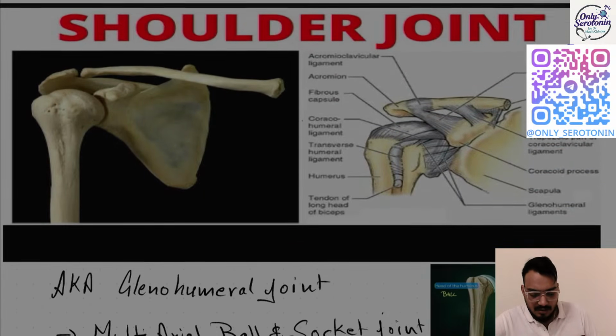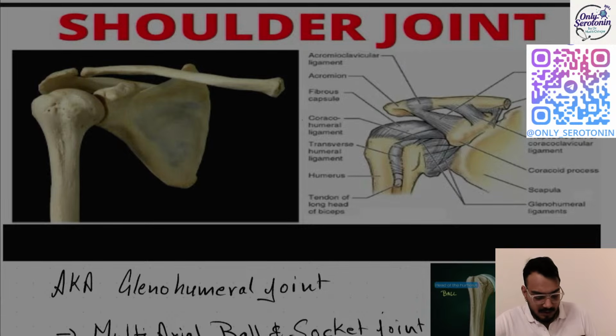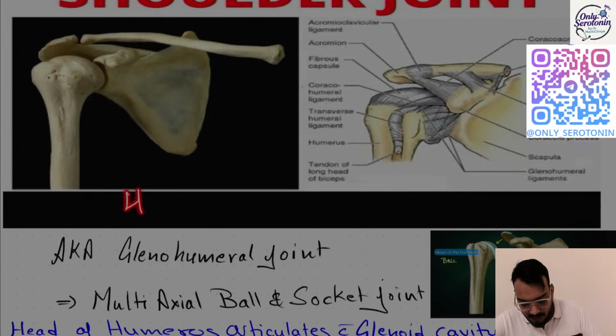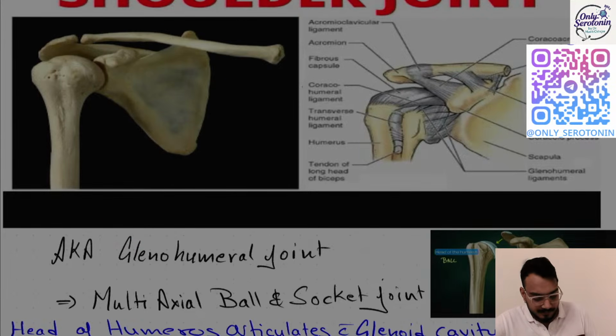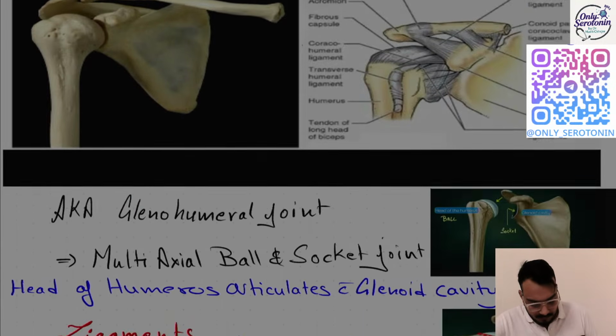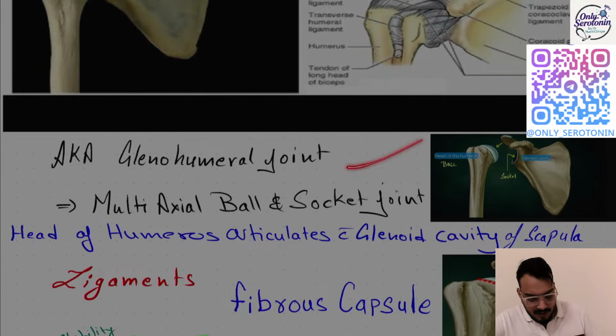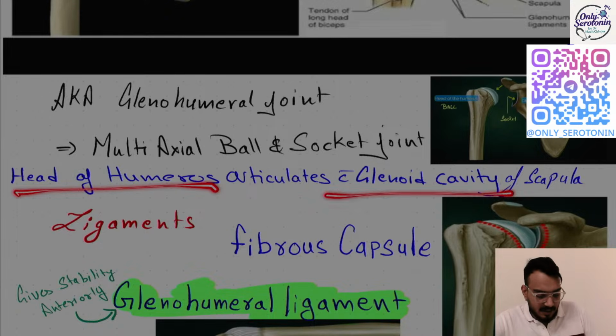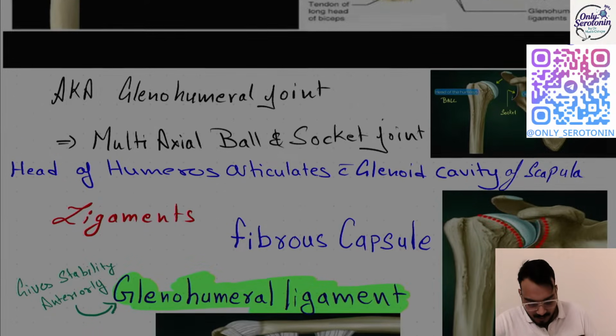Then we are having the shoulder joint. Shoulder joint is again a very important topic, guys. So the fourth question in your viva can be the shoulder joint, guys. Ligaments of the shoulder joint. It is also known as the glenohumeral joint. It is a multi-axial ball and socket joint. The head of the humerus is articulating with the glenoid cavity of the scapula.